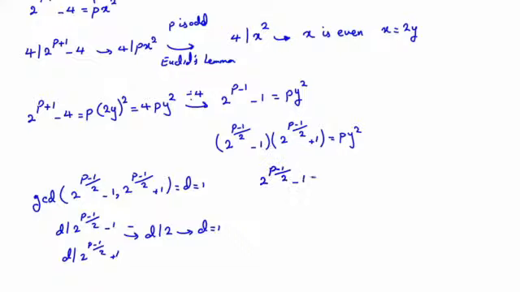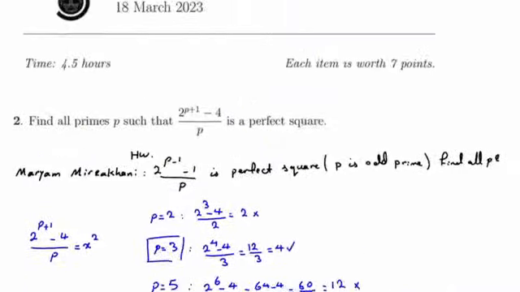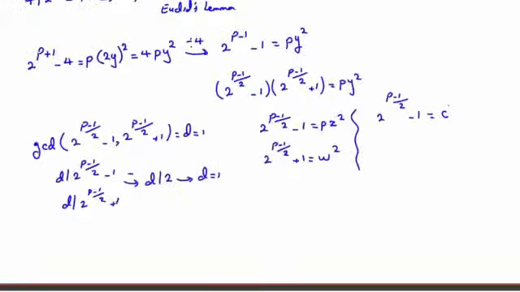2 to the p minus 1 over 2 minus 1 is p, for example, z squared. One of them should be p z squared. The other one should be w squared because they are relatively prime. Or we can say the first one, minus 1 is, for example, c squared. Or do we have a or b? We don't have a or b. Okay. So the first one, for example, is a squared. 2 to the p minus 1 over 2 plus 1 is p b squared.